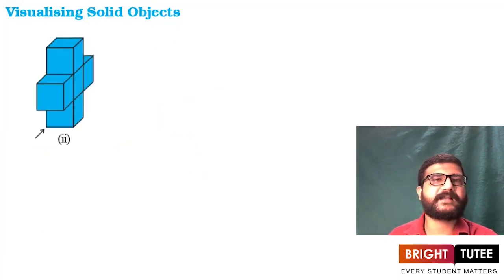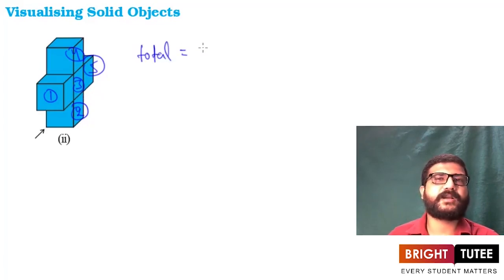Now let's have one more example. Let's say here is the solid shape. Can we count how many cubes are there? As we can see, this solid shape is made up of a combination of different cubes. So let's count how many cubes are there. This one is the first one, and here is the second cube, and this is third, fourth, and this one is fifth. So in total there are 5 cubes as we can count here. So the total number of cubes is 5 in this case.